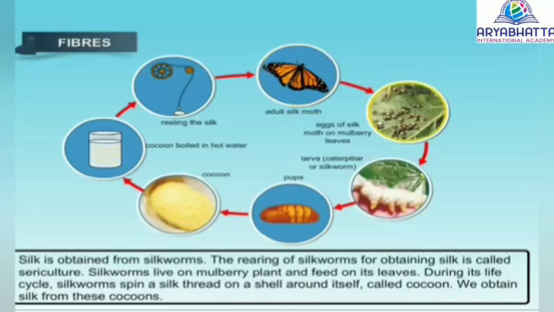Adult silk moth. Eggs of silk moth on mulberry leaves. Larva, caterpillar or silkworm. Pupa. Cocoon. Cocoon boiled in hot water, process of obtaining silk. Reeling the silk.